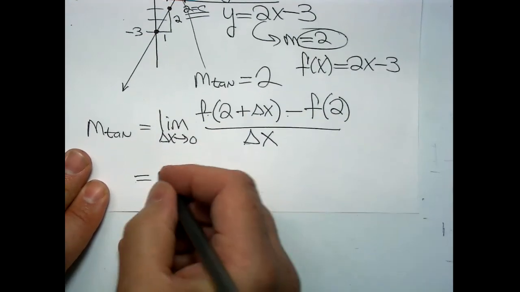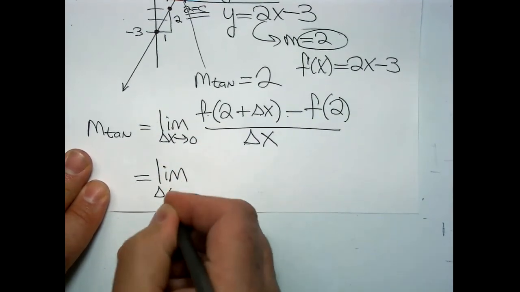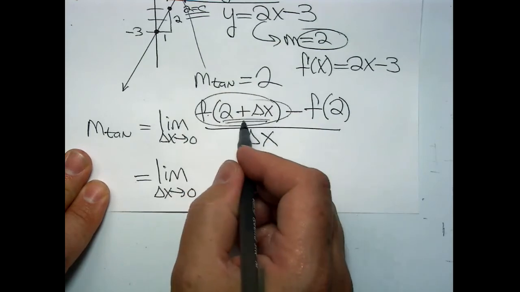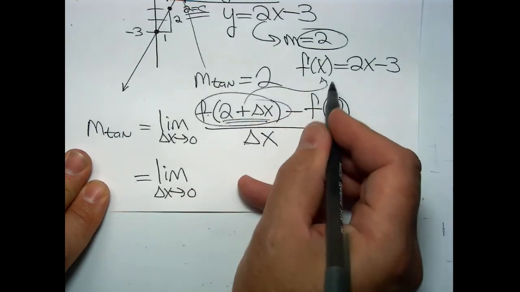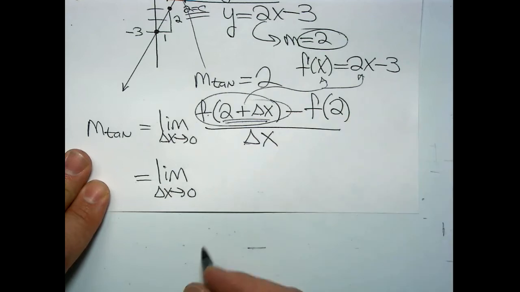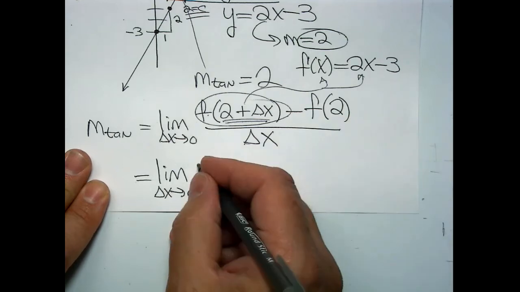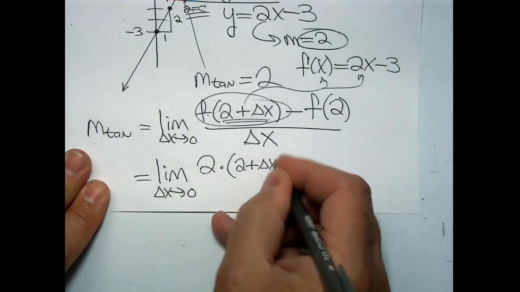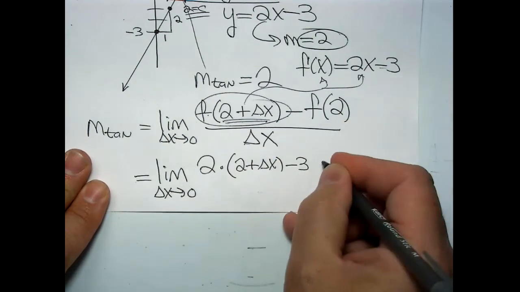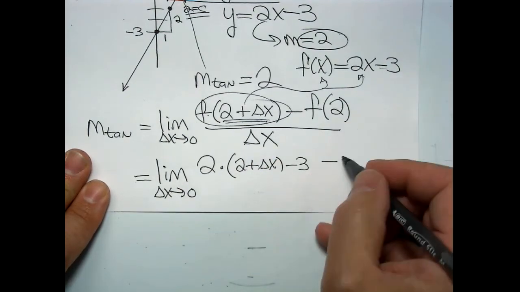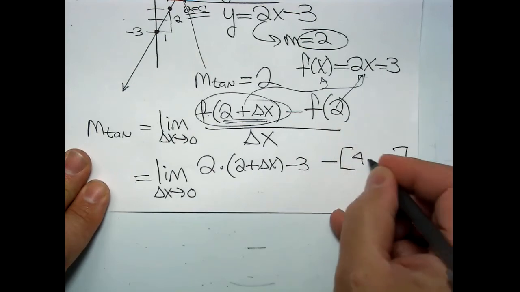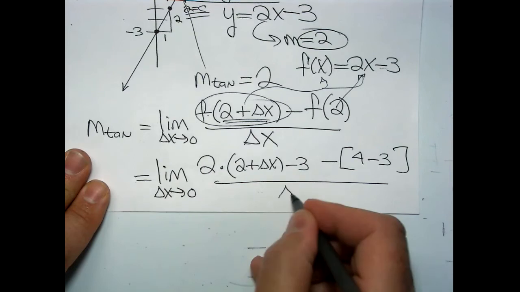So let's run the function. This is the limit as delta x approaches 0. Okay, can we run this function? The new input is 2 plus delta x. Wherever you see an x, from now on you put 2 plus delta x. So it's 2 times the input, 2 plus delta x, and it says minus 3, minus, and now f of 2. Well, put your 2 in. That's 4 minus 3, all over delta x.